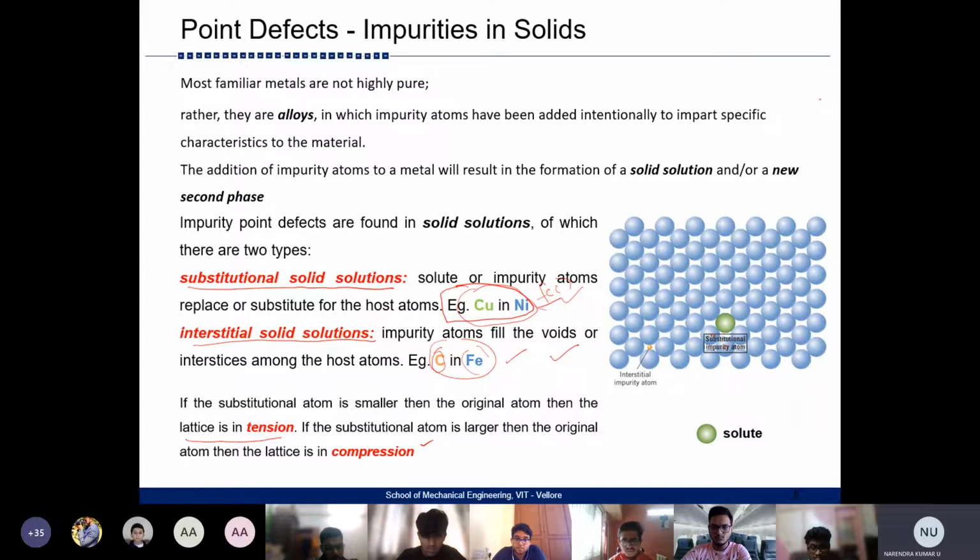Now, if this atom is bigger than the green one, it has to sit inside, so it is going to push all these atoms towards the other direction. That is nothing but the compression state. So that is what this statement means.